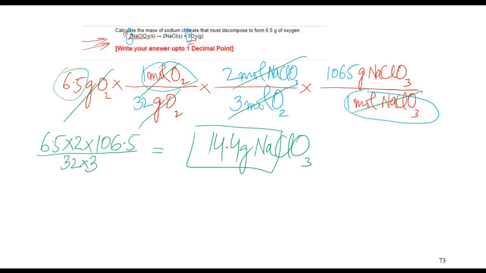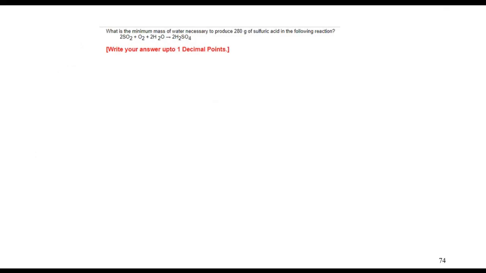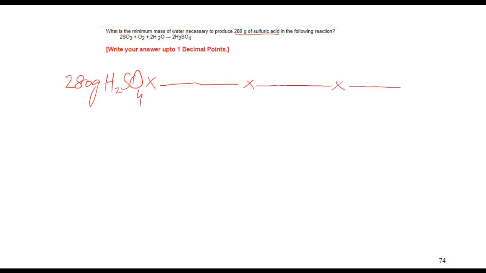Calculate, your answer will be 14.4 gram. What is the minimum mass of water necessary to produce 280 grams of sulfuric acid in the following reaction? 280 gram of H2SO4, it is given. Multiply, divide, multiply, divide, and multiply, divide. Okay, what will you write down?